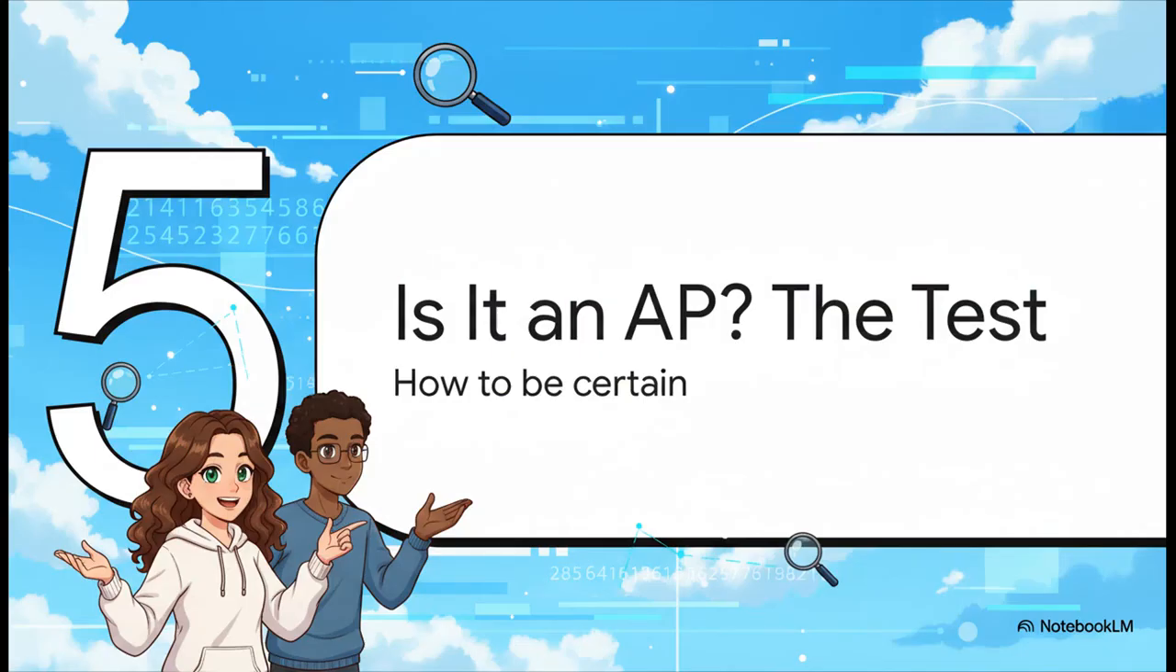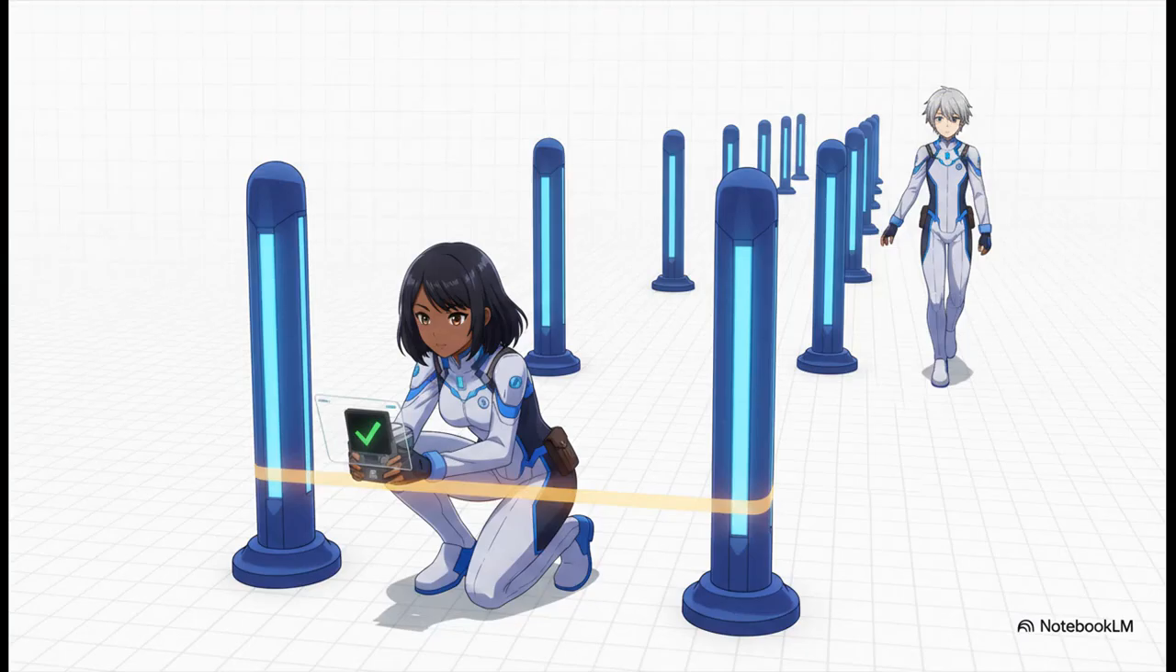Okay, now for the really practical part. Suppose I gave you any random list of numbers. How can you be absolutely certain it's an AP? Well, there's a simple, foolproof test you can use every time. Here it is, the golden rule. For a list to be a true AP, the difference between any two terms that are right next to each other must always be the same. Just pick any term and subtract the one right before it. If you keep getting the same number over and over, you found an AP.